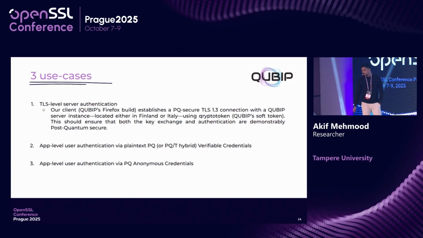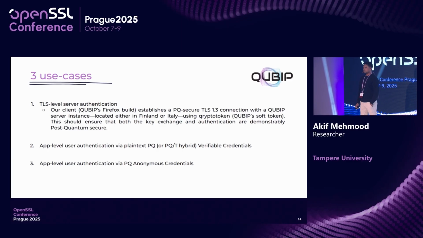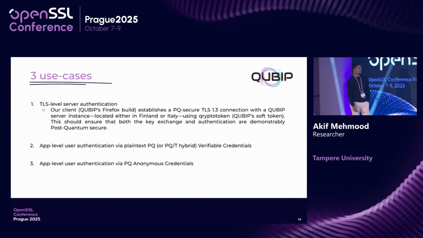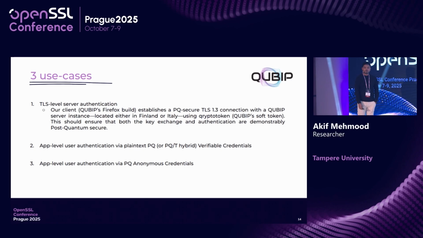So we have the QUBIP Firefox build, and we will establish a PQ secure TLS 1.3 connection with QUBIP server instances, which are currently based in either Finland or Italy, using our crypto token, which is our QUBIP soft token. And the last 2 of them are the app-level user authentication via plain text and the authentication via PQ anonymous credential, which is the verifiable credential wallet. This is actually at this time out of the scope of this demonstration.